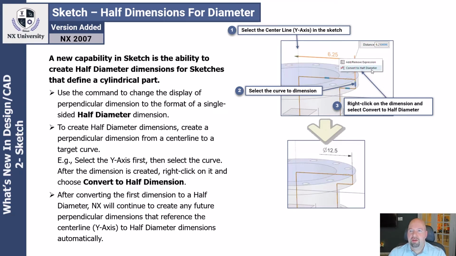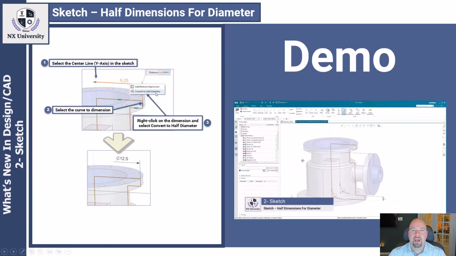Once I create this half diameter or first half diameter dimension inside the sketch, the software recognizes that this is a part that is revolved around the given axis, in this case the y-axis. So going forward after that point, I've established that criteria. If I create additional dimensions, first by picking on that same y-axis over to another item, it's going to automatically create the half diameter type dimension for me. So all we have to do is create the dimension, right click on the dimension, and on the context menu we can choose convert to half diameter.